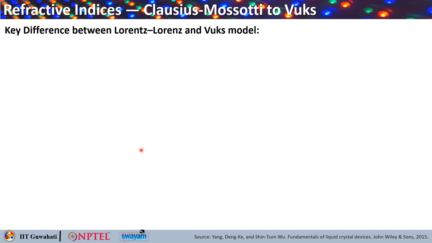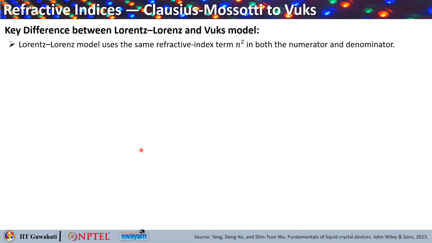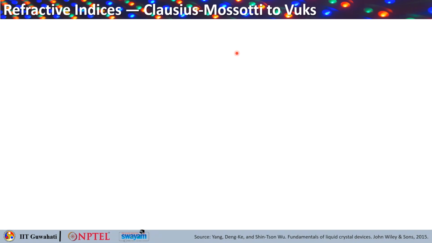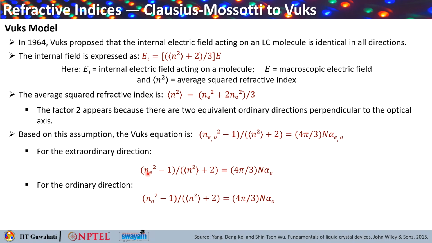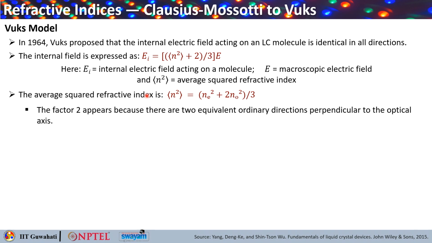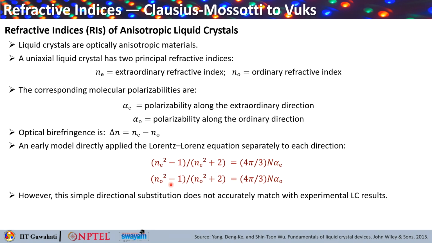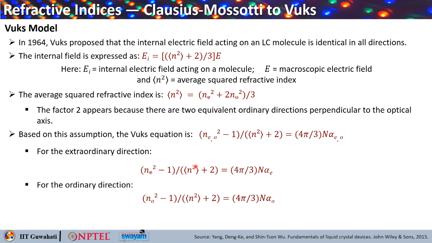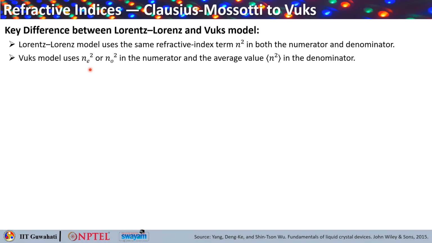So the key difference between the Lorentz and Vuks models: you can see that the Lorentz model uses the same refractive index term, n squared, in both numerator and denominator. However, in the Vuks model, you use Ne squared or No squared in the numerator, and you use the average value of n squared in the denominator.